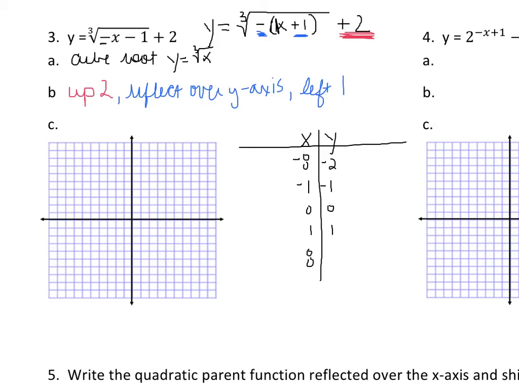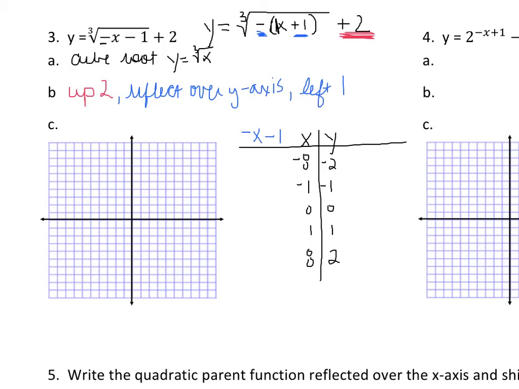Okay, so here is your table for your cube root function. So let's go ahead and figure out what is going on with this. So reflect over the y-axis. That is going to negate your x values. So I'm going to negate my x values, and then move left 1 is going to make it move -1. So let's go ahead and do that first.